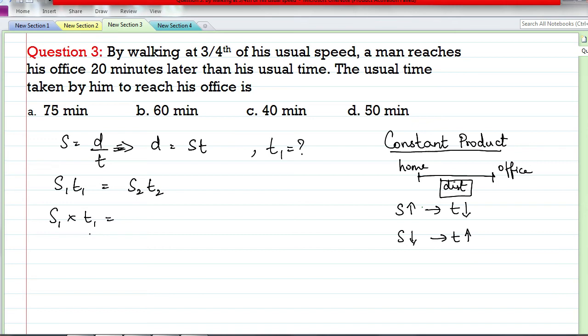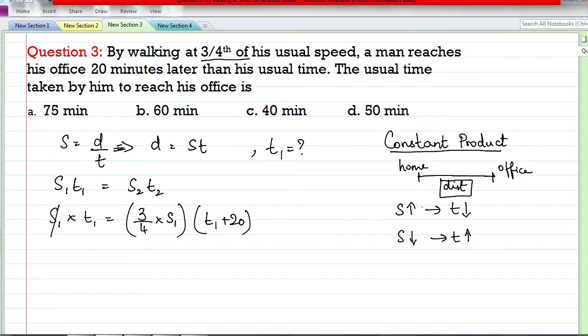Now, if he walks 3/4 of his usual speed, means the new speed is 3/4 of his usual speed, then he reaches 20 minutes later, means he takes 20 minutes more time than his usual time. What is his usual time? T1 plus 20 minutes he takes. Okay. Now we simplify this.